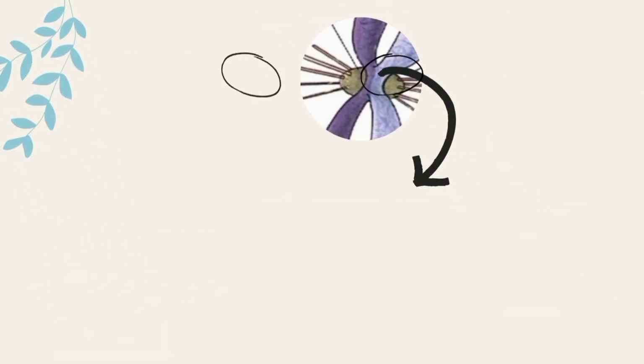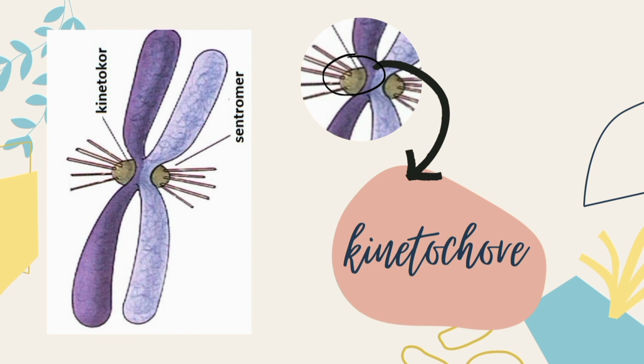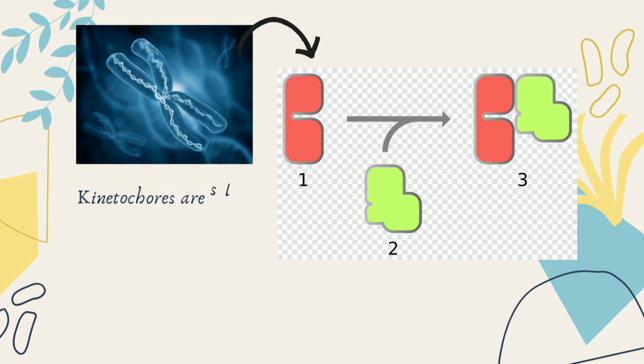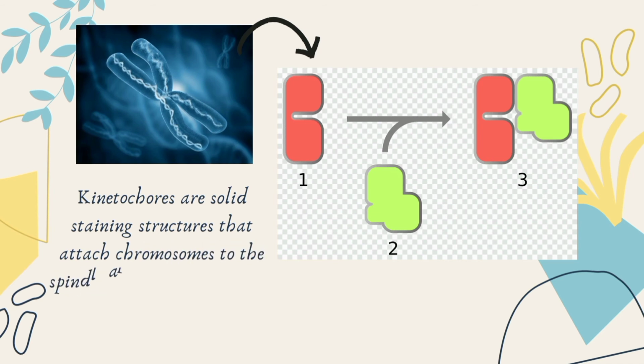The centromere contains the kinetochore. This is a dense, tiny structure that attaches the chromosome to the spindle apparatus during nuclear division. Centromeres control the distribution of chromosomes during cell division. Chromosomes that do not have centromeres cannot divide.